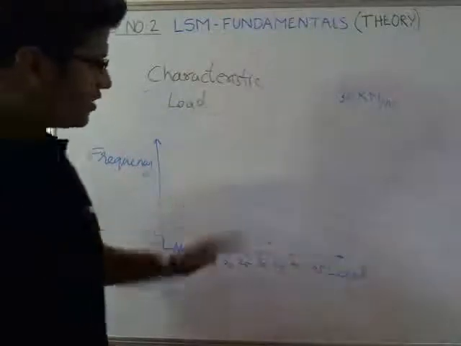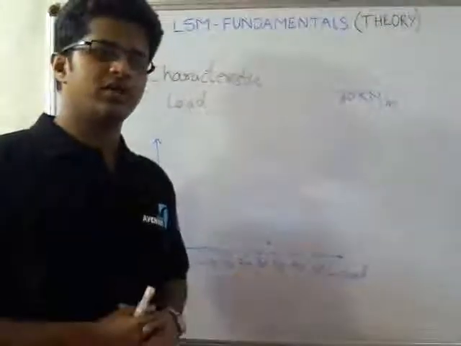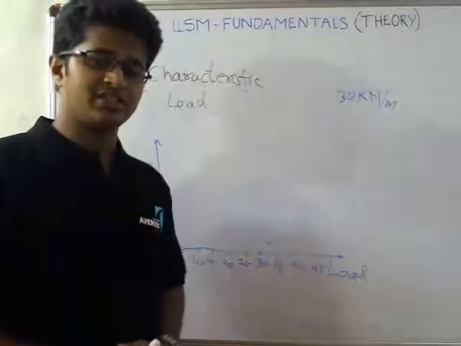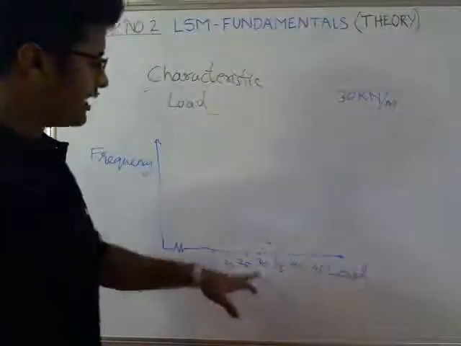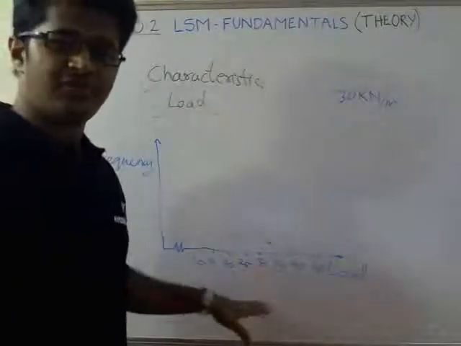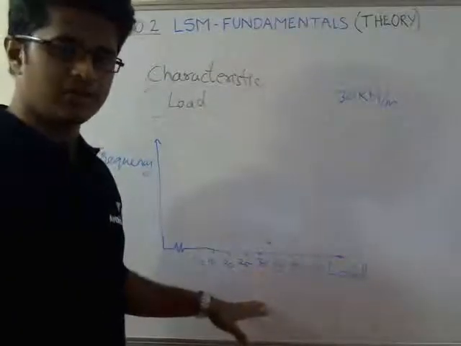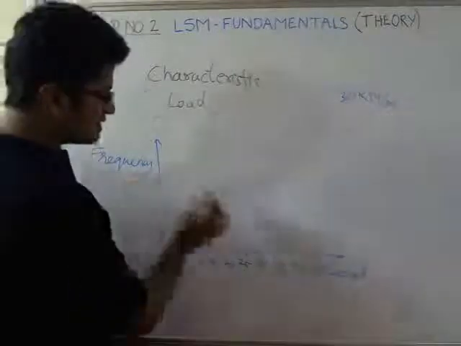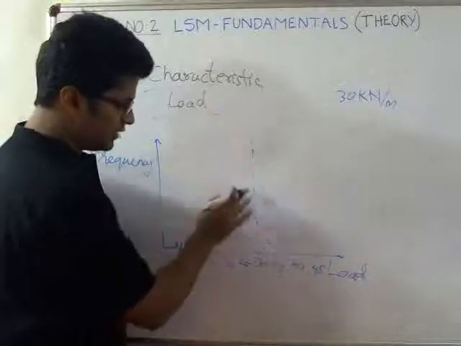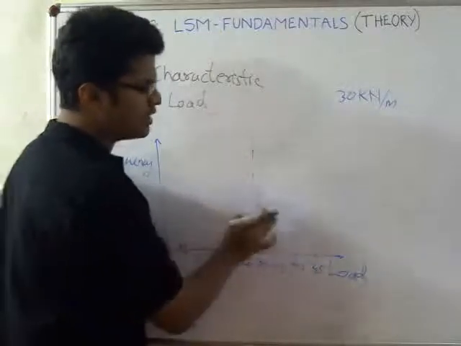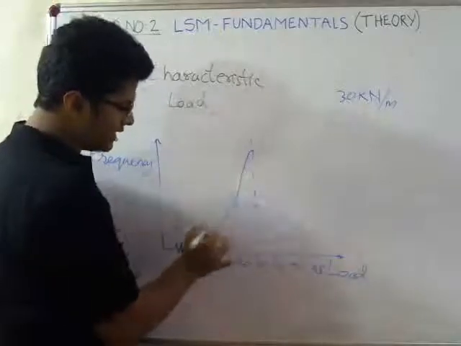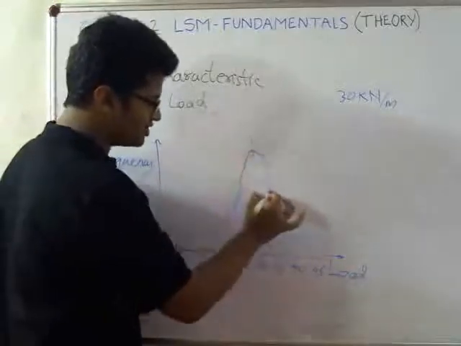For example, suppose 10 different calculations are done, out of which 30 appears 3 times. It is the highest frequency as compared to all the other loads. So basically frequency will have a higher value at 30, and as it moves away from 30, the value of frequency decreases like this. It's like a bell-shaped structure.